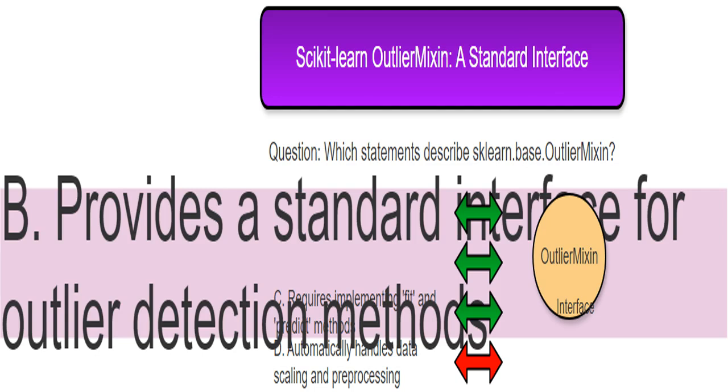Absolutely, that's the core function of OutlierMixin. It's an interface, meaning it standardizes how different outlier detection algorithms are used. This ensures they can work seamlessly with other parts of Sklearn and maintain a consistent way to interact with the library.